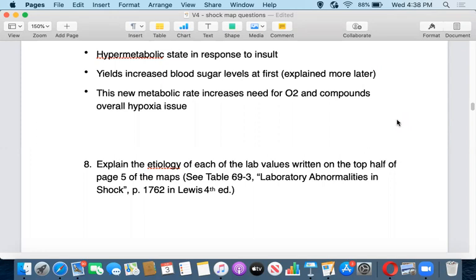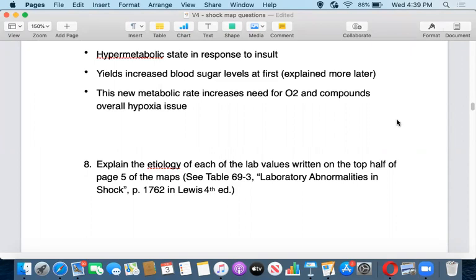Now, this is shock in general. So some of these lab values are going to be more relevant for septic shock. Some of them might be more relevant for cardiogenic shock. But generally speaking, these are the lab values to keep in mind when someone mentions shock. And to a greater or lesser degree, you'll focus on one or the other depending on what type of shock it is. But we're going to lump them all together and just talk about lab values in general.